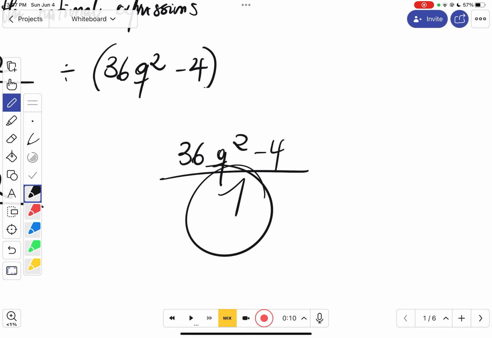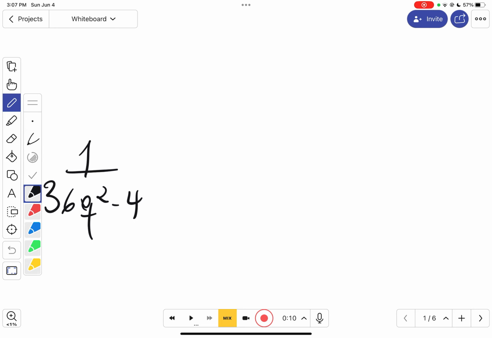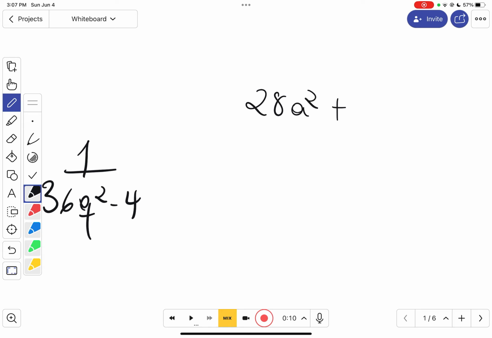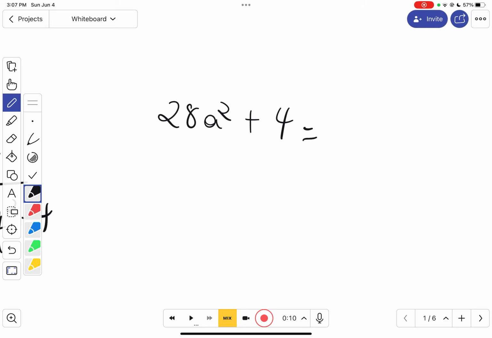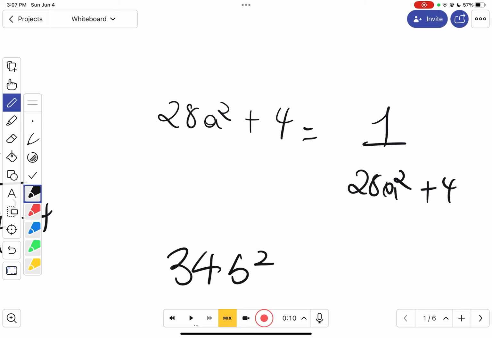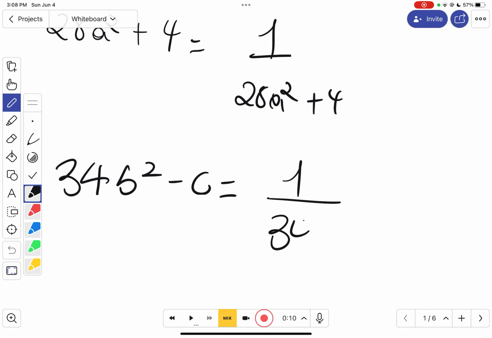In order to get the inverse, we flip the expression. The top will be the bottom and the bottom will be the top. So it's going to be 1 over 36q squared minus 4. It would have been the same thing if we had something like 28a squared plus 4. The inverse would have been 1 over 28a squared plus 4. Same thing if we had 24b squared minus c. The inverse would have been 1 over 24b squared minus c. So it's the same thing.